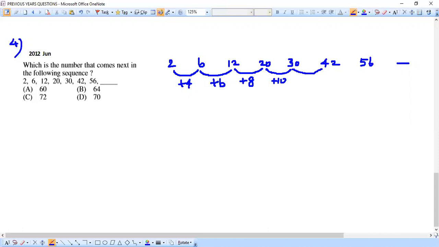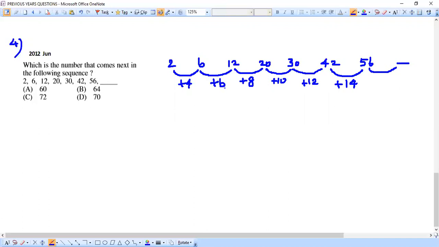Again 30 to 42 they are moving. So this time they did plus 12, right? Because it's very easy for us to say 30 plus 12 will give us 42. Next one more we have, 42 to 56 they are moving. So they have added plus 14. 42 plus 14 is what is giving us 56. And what next is our term that we need to find.